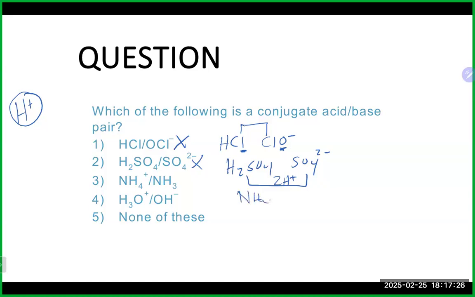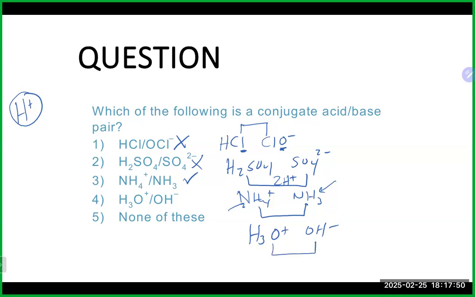NH4 plus and NH3, these guys are a pair, as the only difference between them is an H plus. You could either take the H plus off of that guy and you end up with this guy, or add it to the guy on the right, you get the guy on the left. So that is a winner. H3O plus and OH minus, are they partners?